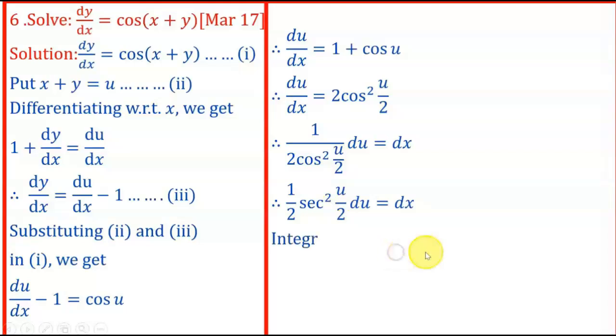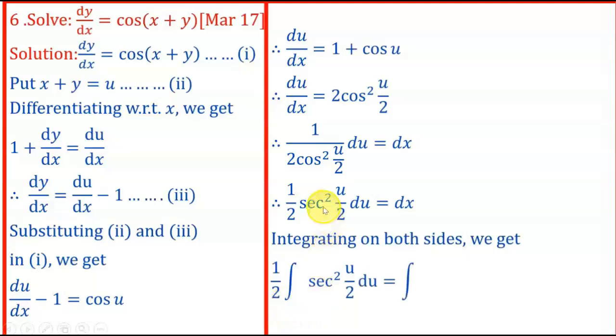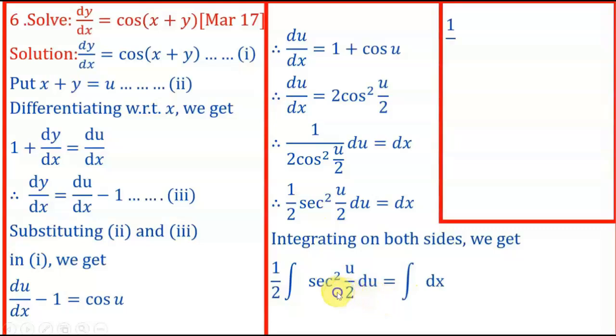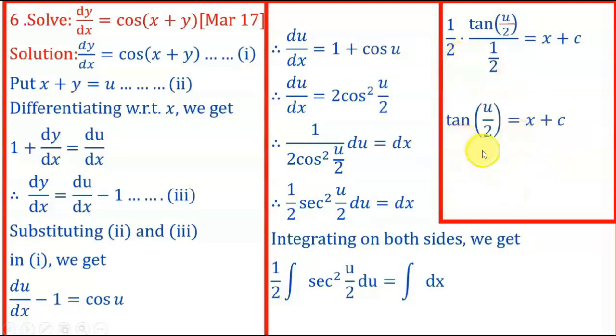Okay. Now integrating on both sides, then you will have 1 upon 2 integral sec square u by 2 du is equals to integral dx. Okay. What is the integral of sec square u by 2? It's tan of u by 2 upon derivative of u by 2. Okay. Integral of dx is x plus c. Now these two will get cancelled. You will have tan of u by 2 is equals to x plus c. But what is the u? U is the x plus y. And hence tan of x plus y upon 2 is equals to x plus c. This is the required solution.